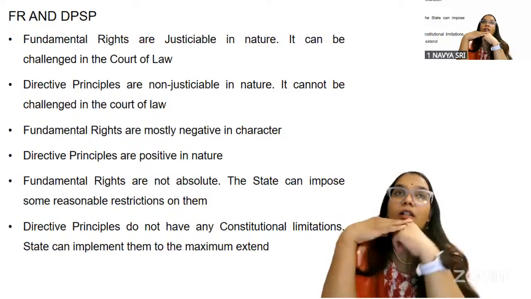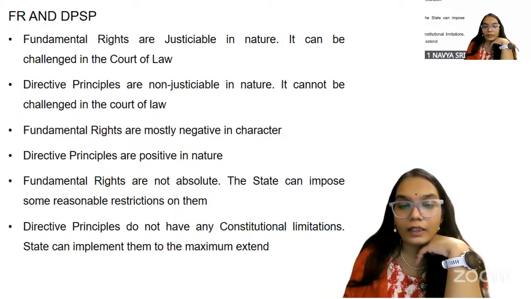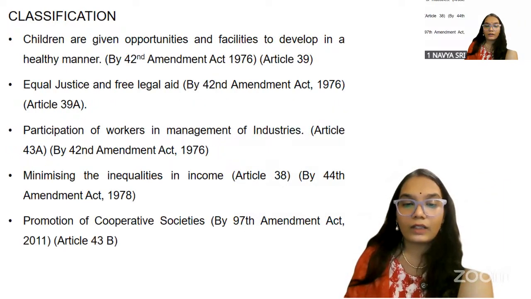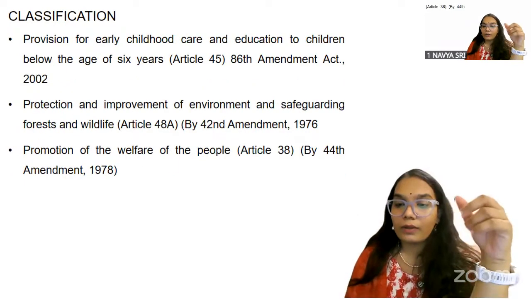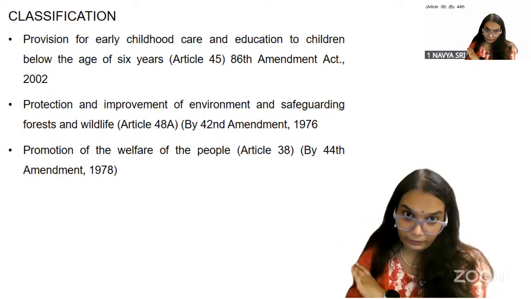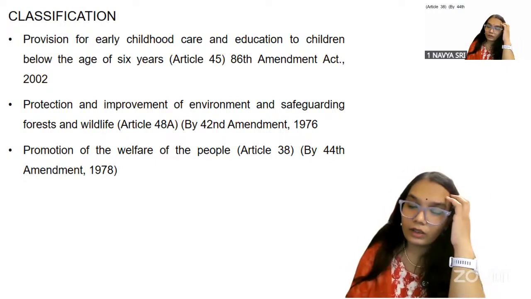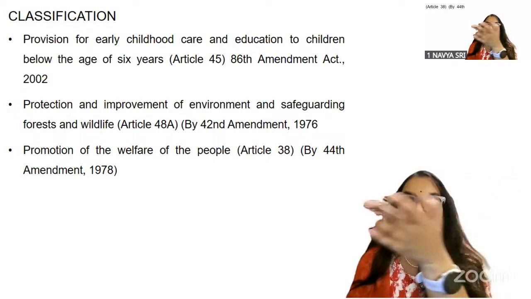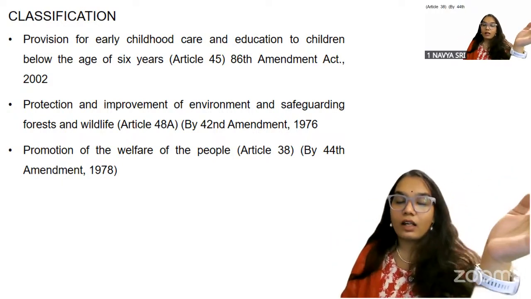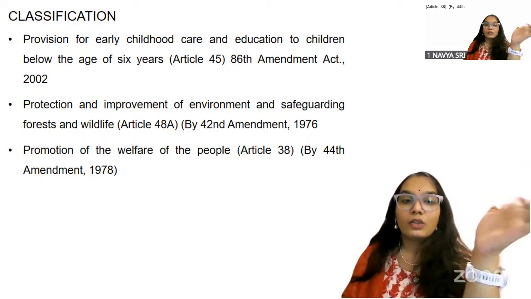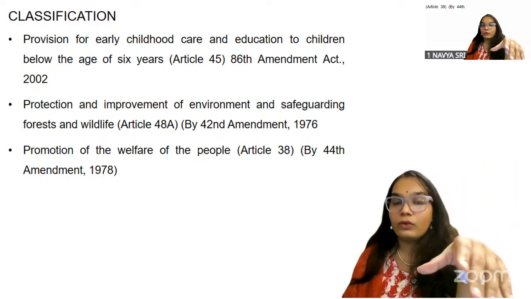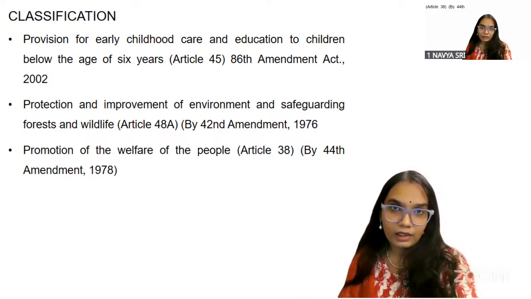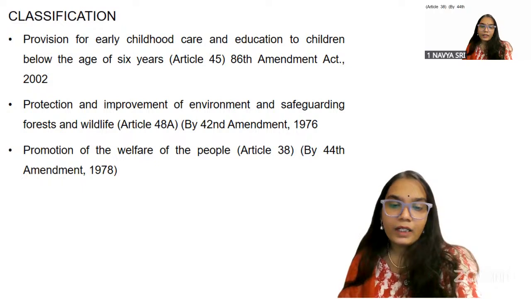So whatever DPSPs have been given in the slides, these are important from the MCQ point of view. In objective type questions, they will ask you whether this belongs to DPSP, or to FR, or to FD. So through those, you have to remember that this belongs to so and so, socialistic principle or Gandhian principle.